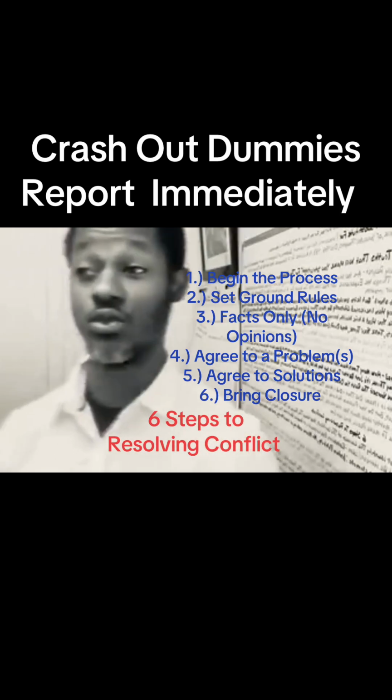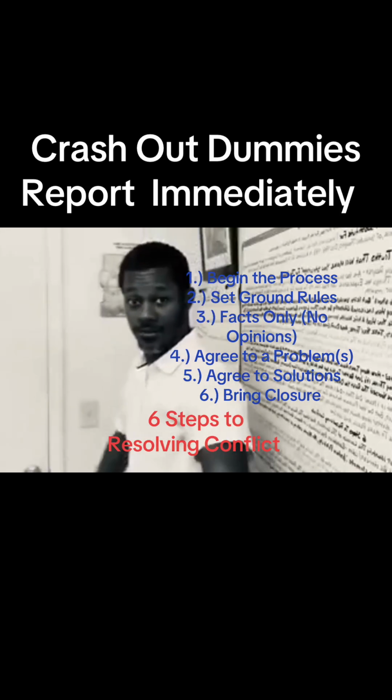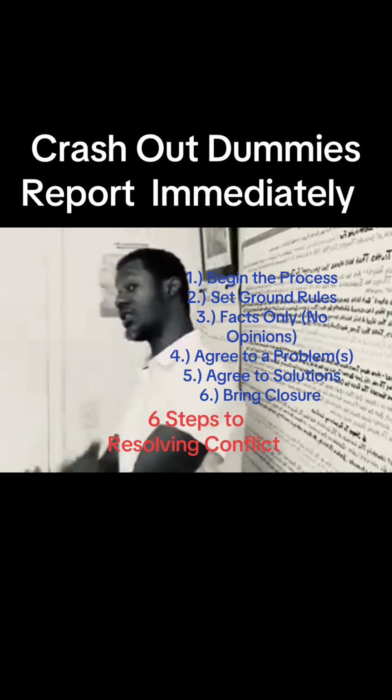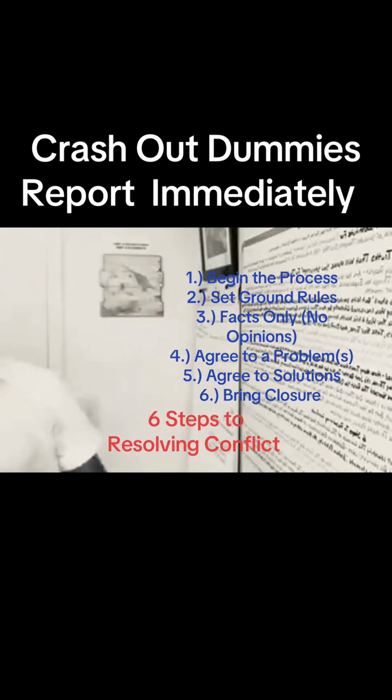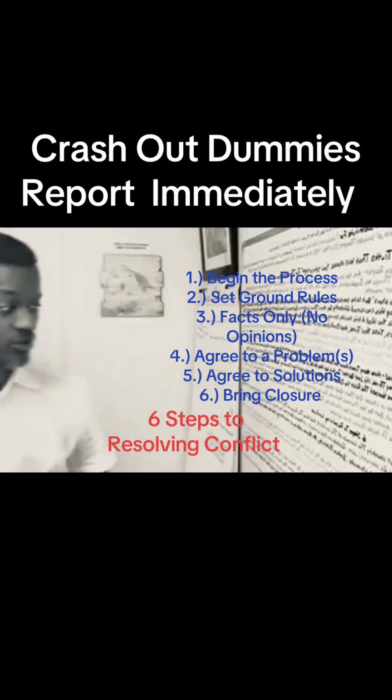Number 2, set ground rules, because everybody wasn't raised the same. Get the ground rules out the way when you're trying to resolve a conflict, before y'all even start talking. The conflict resolution climate. That's why you need ground rules, so you can set a climate to resolve conflicts.